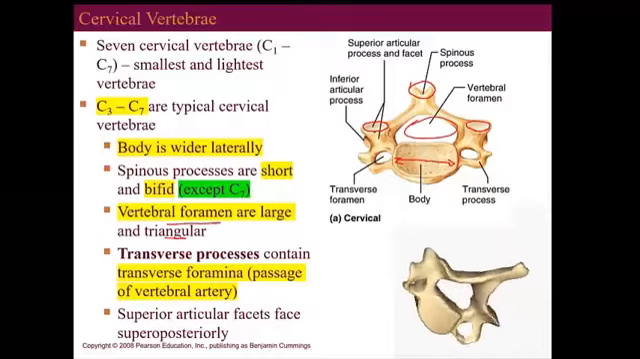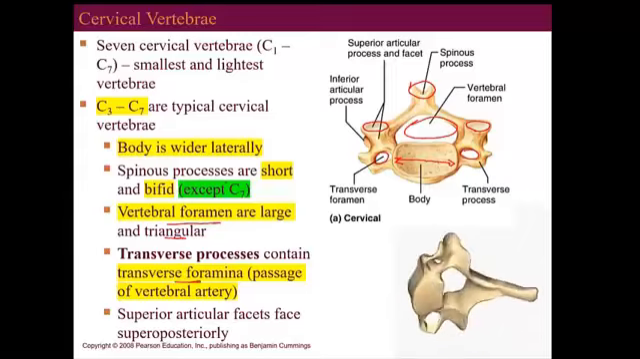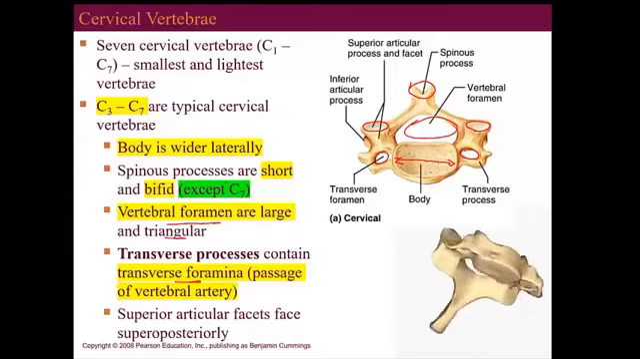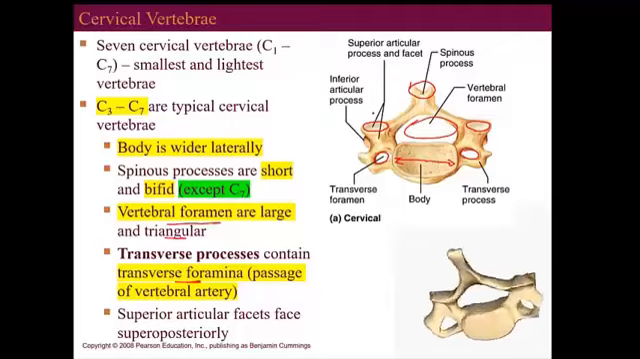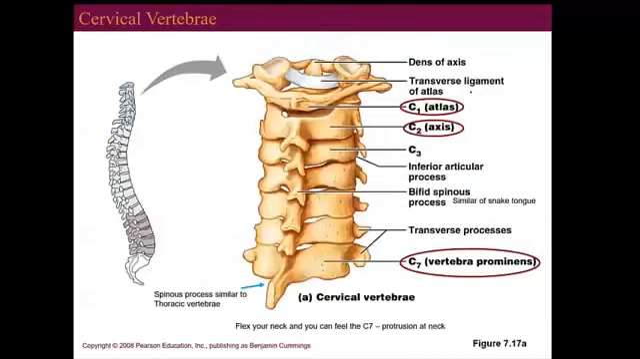And the transverse process, you notice it goes laterally, has a transverse foramina. And you'll see that it passes the vertebral artery, and the facets are located here on top in the superior view. And then these are the 7 cervical vertebrae, and C1 is the one called the atlas, and C2 is called the axis. And C7 is known to be your vertebral prominence.